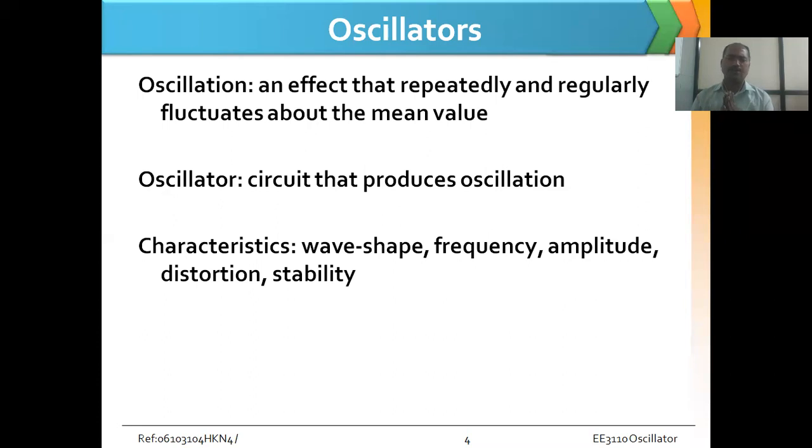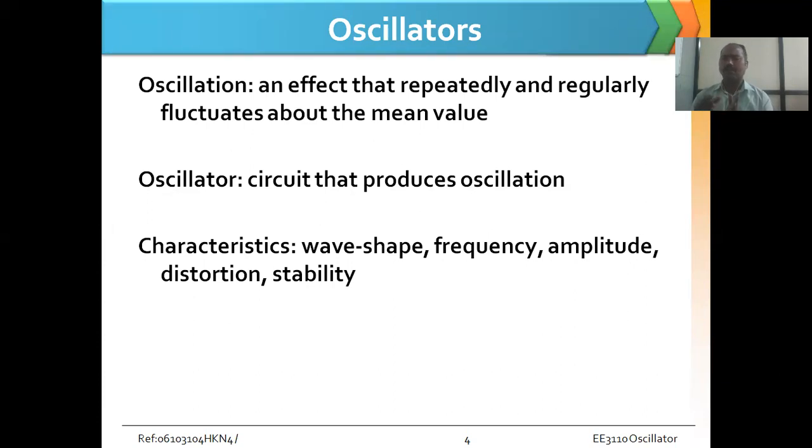Now, an oscillator: we require different signals, either low frequency signals or high frequency signals. For the generation of that particular signal, we have to use the oscillator device. So the oscillator device is the circuit which produces oscillation.